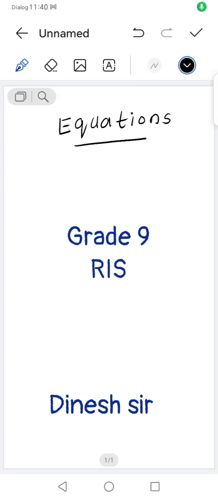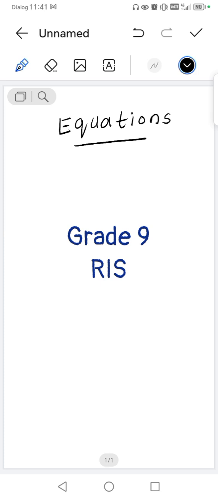Hi, my dear grade 9 students. In our unit Equations, we already did our review exercise. So today we have to consider solving linear equations with two types of brackets.